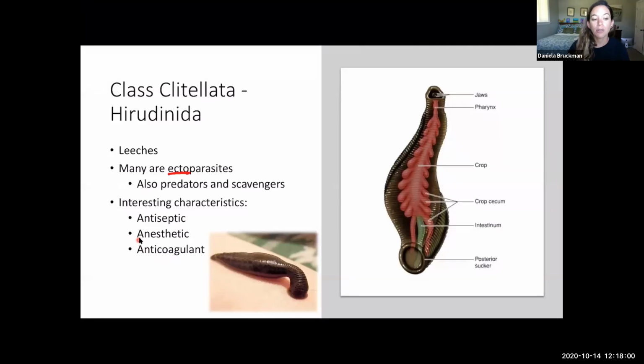It also produces an anesthetic, very considerate. It makes an anesthetic so that it doesn't cause any pain to its host as it's sucking blood, and you might assume, oh, isn't that nice? Well, it's not really nice. It's actually advantageous because if the host doesn't notice that it's being parasitized, then it's going to have a better chance to get a nice full blood meal. So it does that to be sneaky, not to be nice.